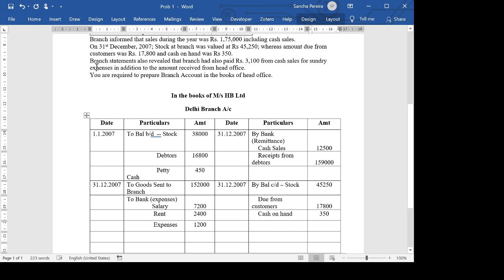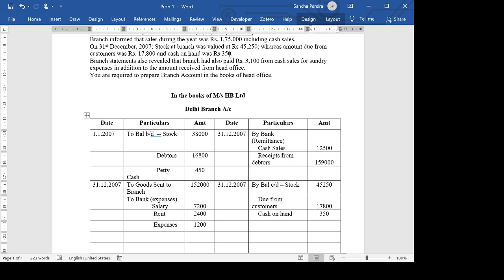And the last thing, like I said, branch statements also reveal that branch had also paid rupees 3,100 from cash sales for sundry expenses in addition to the amount received from head office. This is not going to reflect here because this also has independently taken place at the branch, and has got nothing to do with the head office.